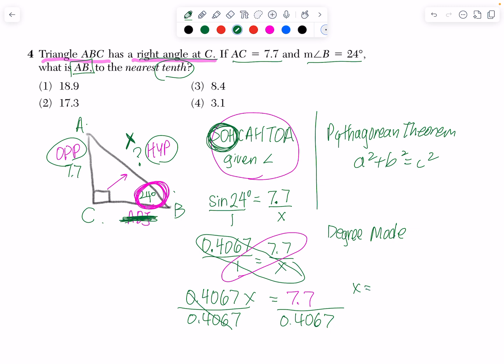And so make sure in the calculator you're typing 7.7 divided by, and on the calculator screen you highlight the whole decimal that you have for this. Not this exact decimal, but the whole thing, the long one. So 7.7 divided by that long decimal, and when you put that in the calculator, we get 18.9311.